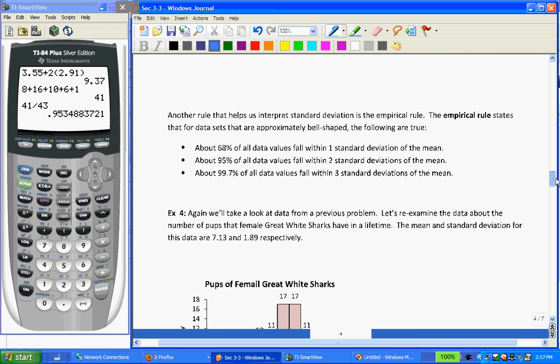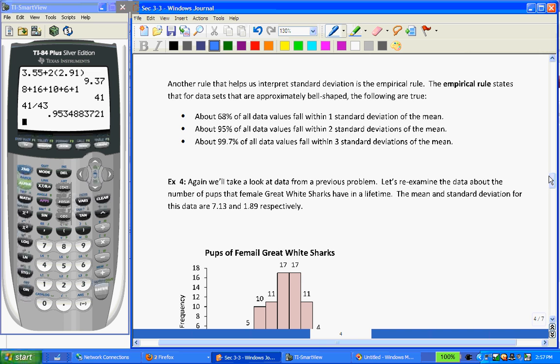Okay, some other rules about how our data falls. And helping us with interpreting standard deviation is the empirical rule. The empirical rule states that for data sets that are approximately bell-shaped, the following are true. So bell-shaped is usually going to be that symmetric data where it's steep. Most of our frequencies are concentrated in the middle, and it kind of tapers off into the tails.